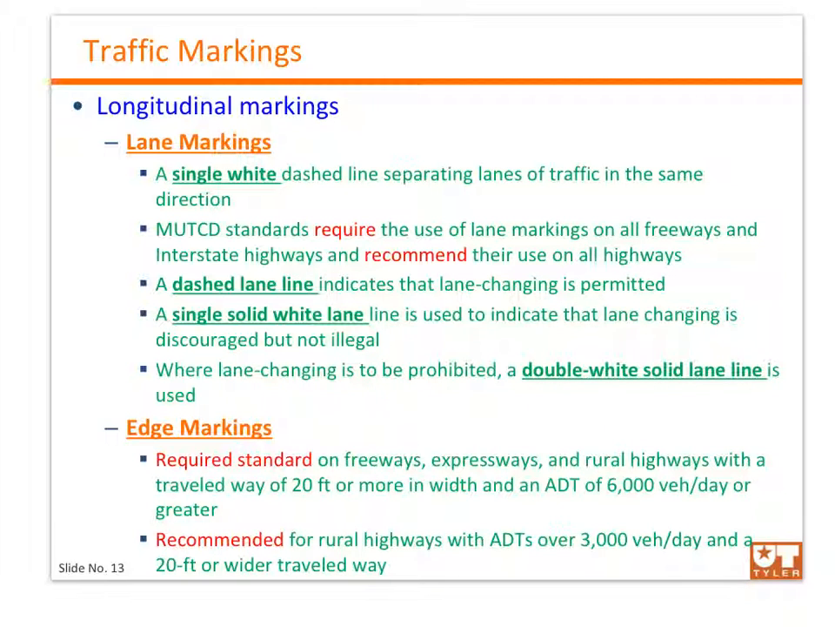So one more time, the edge marking, again, is a required standard for freeways, expressways, and rural highways that are more than 20 feet in width with high ADT, more than 6,000 vehicles per day, while it's just a recommendation for rural highways with ADT over 3,000 vehicles per day and 20 feet or wider traveled way.